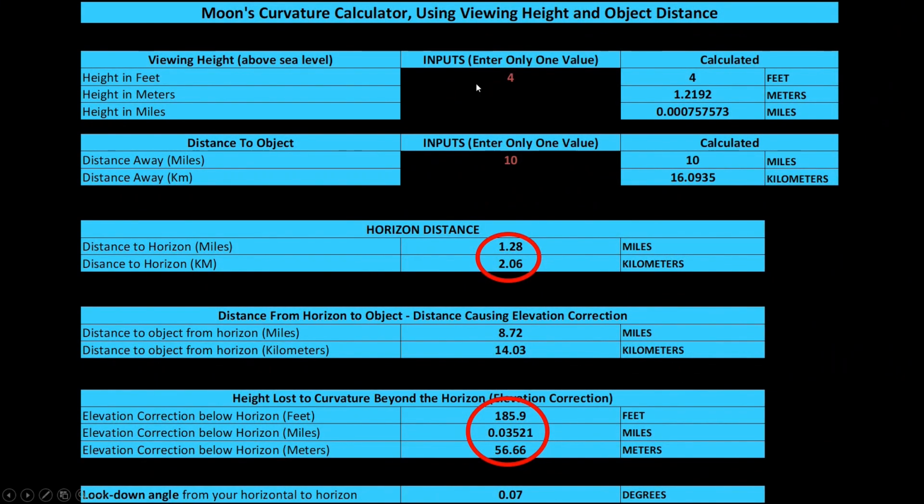So what I've done here is I've put in the approximate height of the cameras that the NASA astronauts were carrying on their film setup, on the moon. And I've put a distance away of 10 miles just so we can get a figure here. But we can see here at 4 feet, the horizon should be at 1.28 miles or 2.1 kilometers. And just for your information, the curvature loss, if an object was 10 miles away on the moon, and we were viewing from 4 feet, would be 186 feet.